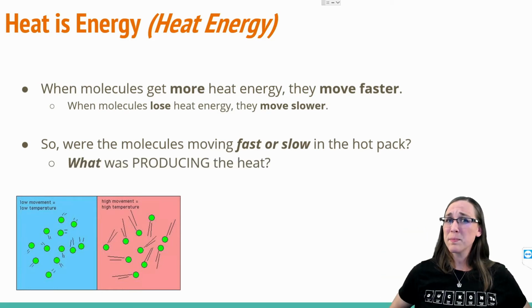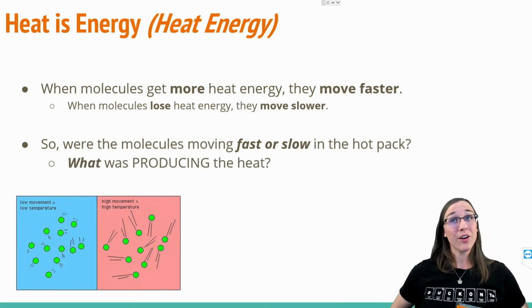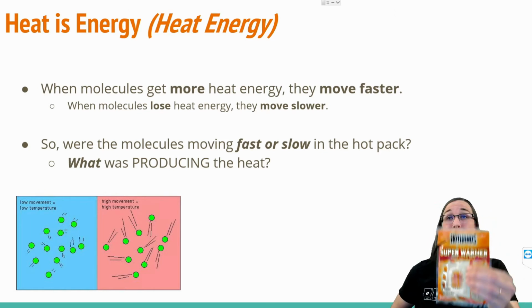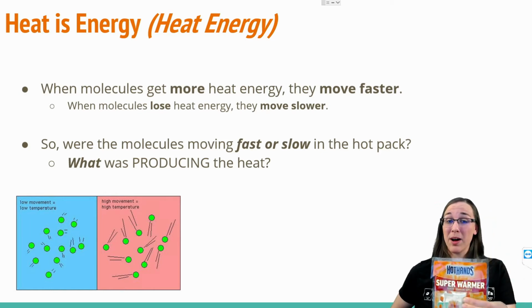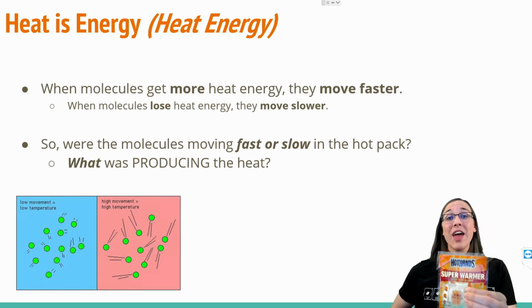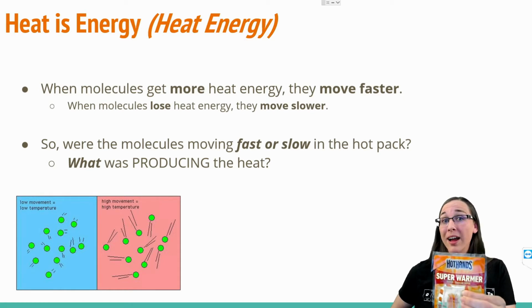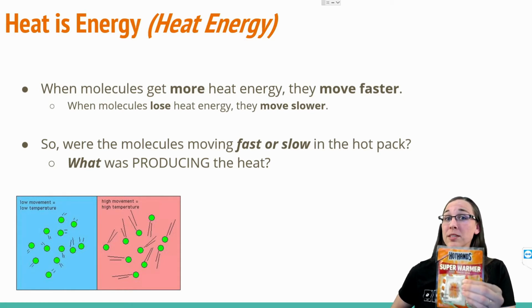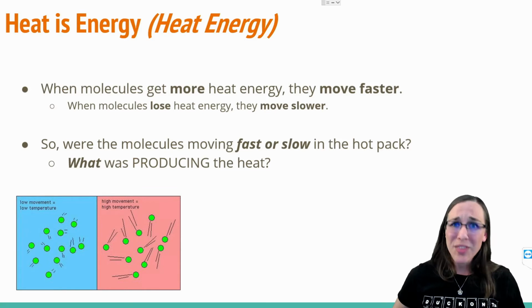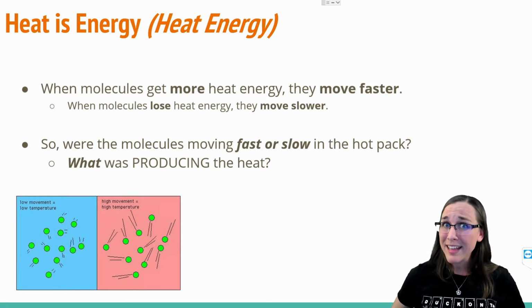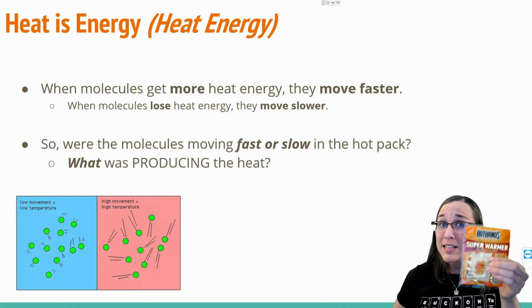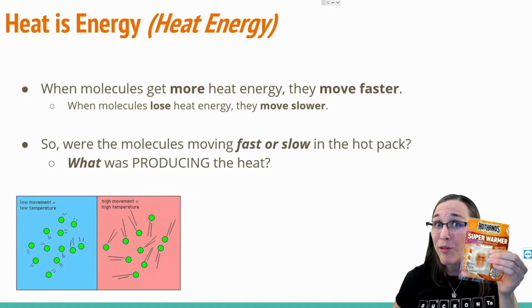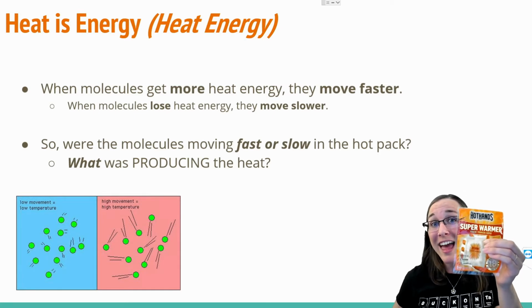Okay, but what was producing the heat? Recall that in the hot pack, we formed a bond. We made a bond between iron and oxygen. That formation of the bond is literally what produced heat energy. Now think about that for a second. Literally at a molecular atomic level, all of those little atoms coming together and forming bonds between the iron and oxygen caused that heat.